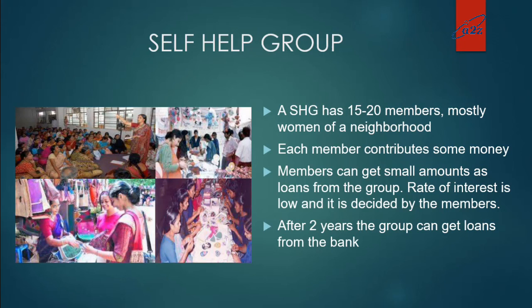Now we will discuss self-help groups. A self-help group has 15 to 20 members, mostly women of a neighborhood. Each member contributes some money. Members can get small amounts as loans from the group. The rate of interest is low and it is decided by the members. Also, after 2 years, the group can get loans from the bank. That is all about self-help groups.